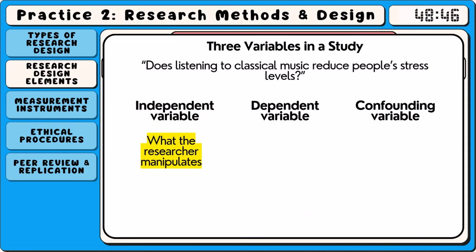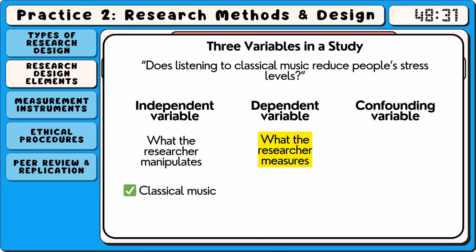So, the independent variable is what the researcher manipulates. Here, the independent variable is classical music, because that's what the researcher is manipulating and controlling. One group gets it, the other group doesn't. The dependent variable is what the researcher is measuring as the final outcome. In this study, the researcher is measuring stress levels.